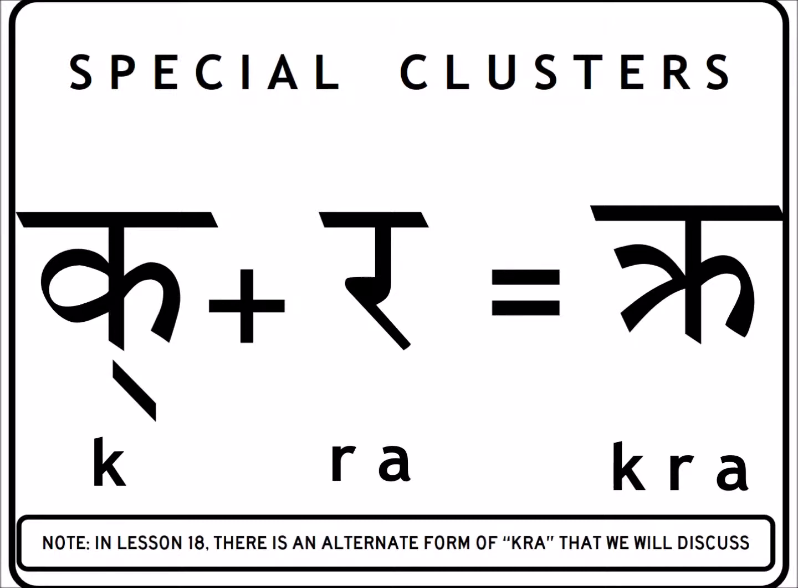This is the consonant cluster of the letter ka and ra to get kra. The letter looks a bit unusual, and to understand why it looks like that, we will need to discuss things in lesson 18. But there's an alternative form of writing the letter kra.